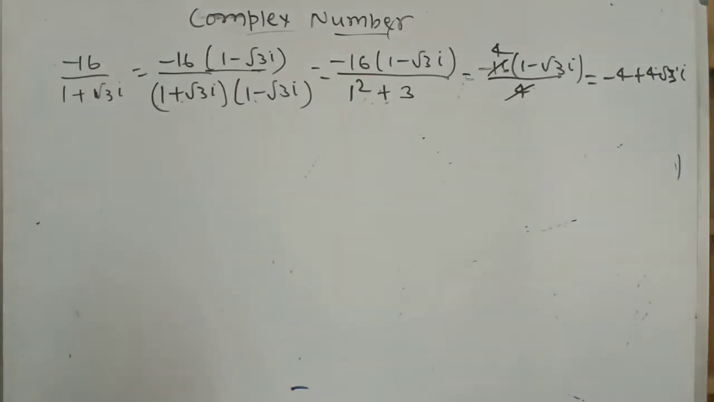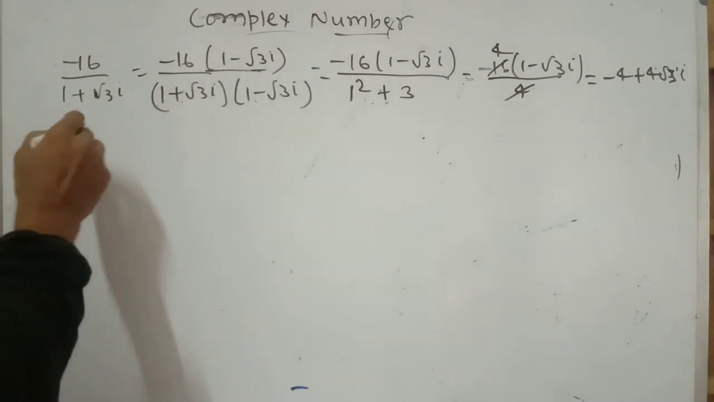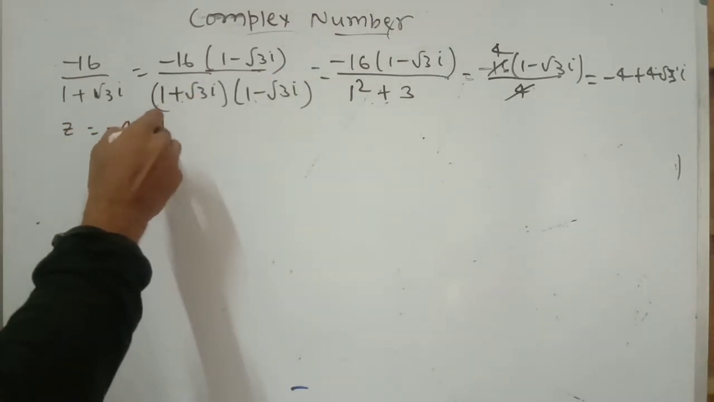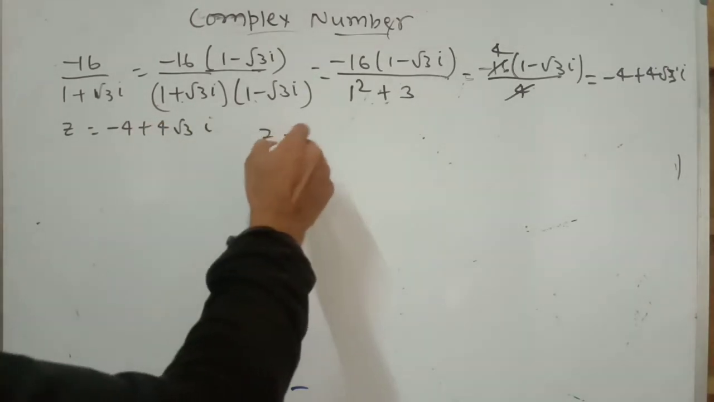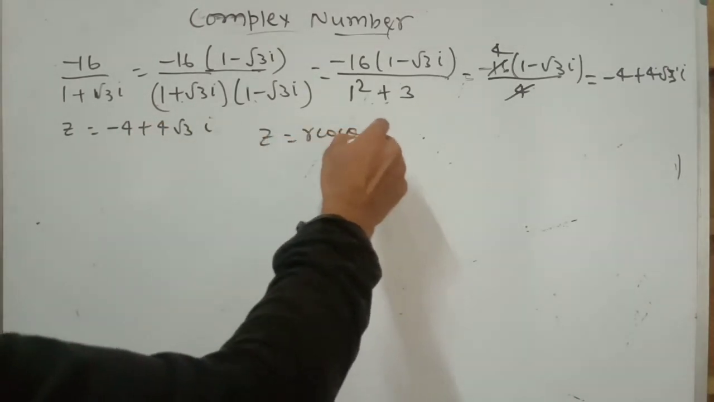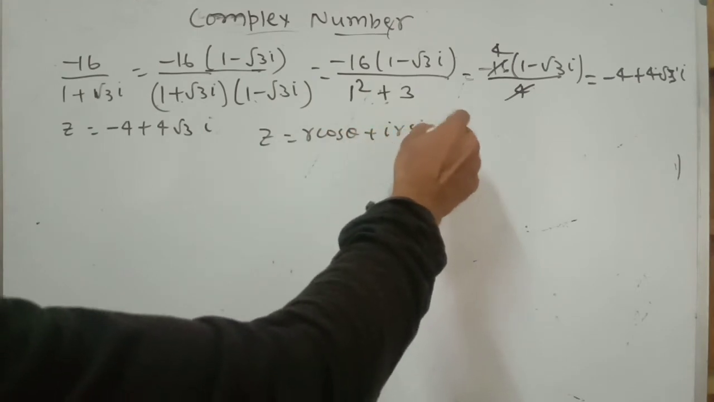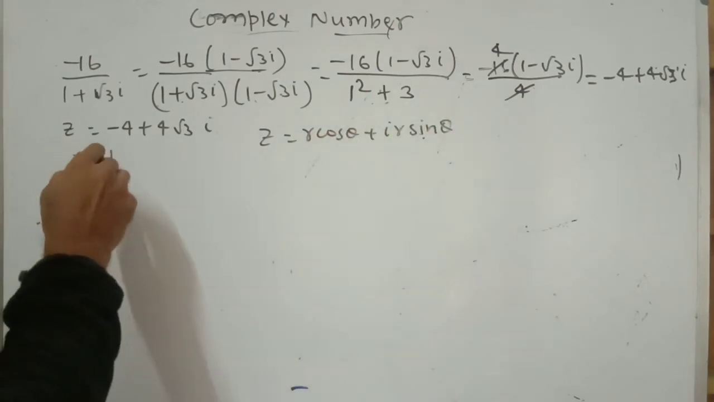Okay, so now write the polar form. Write the polar form of this given complex number. So z equal to minus 4 plus 4 root 3i. We know that the polar form is r cos theta plus i r sin theta, where r is the modulus of z.